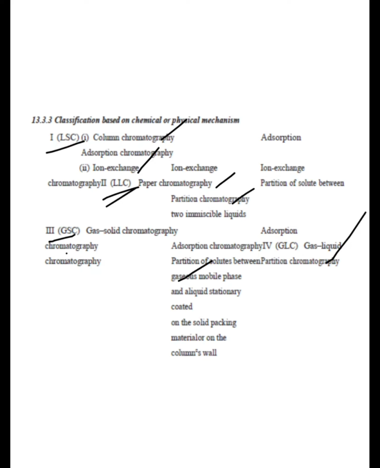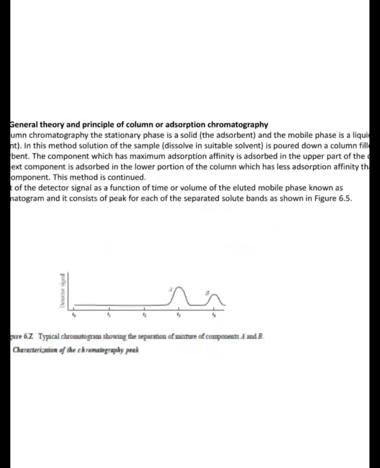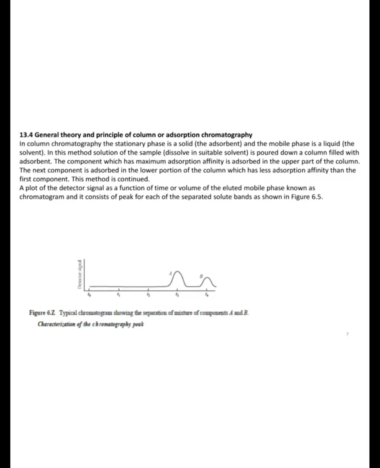Different types of chromatographies are used for separating a given mixture. Here, the theory and principle of column chromatography. This is the first type of chromatography we are going to use. In this method, the column chromatography stationary phase is liquid and the mobile phase will be liquid, or it may also be solid.